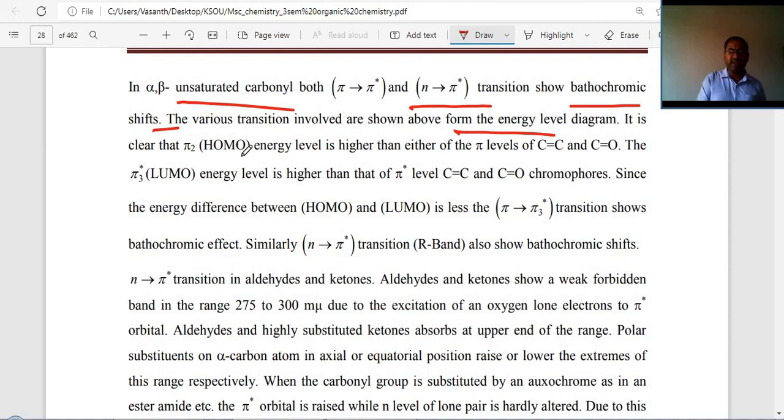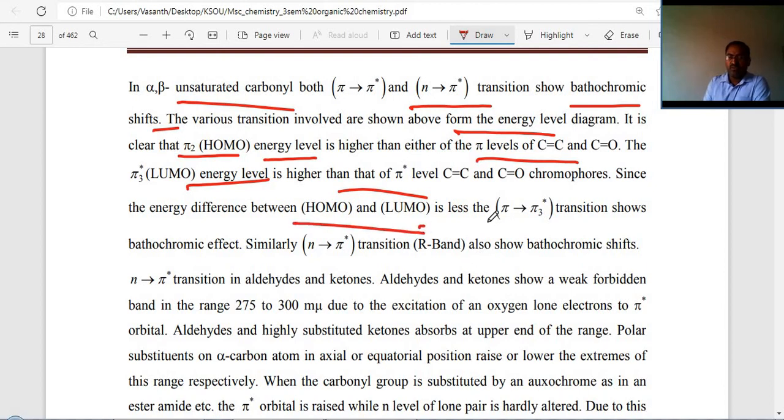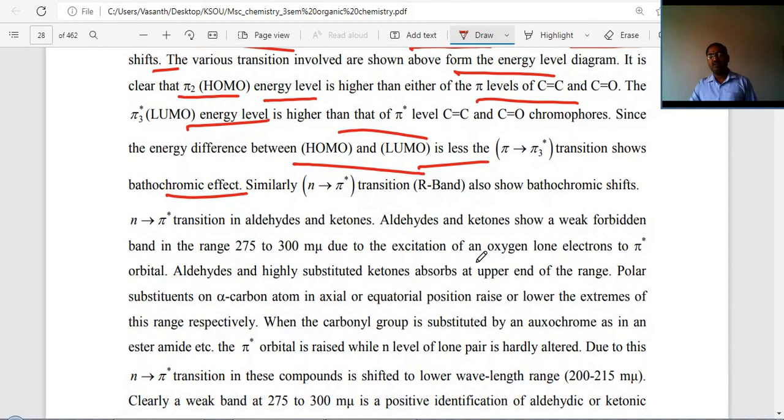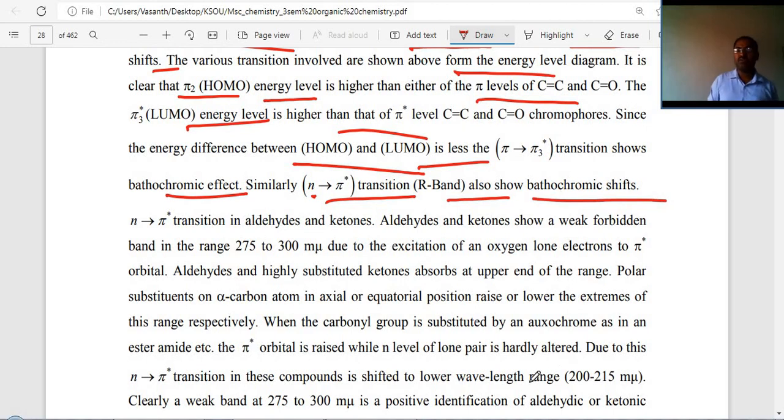It is clear that the pi 2 HOMO energy level is higher than the pi levels of carbon-carbon and carbon-oxygen. The pi 3 star, that is the LUMO energy level, is higher than the pi star levels of the carbon-carbon and carbon-oxygen chromophores. Since the energy difference between HOMO and LUMO is smaller, the pi to pi star transition shows a bathochromic effect. Similarly, the n to pi star transition, the R band, as shown, shows a bathochromic shift.